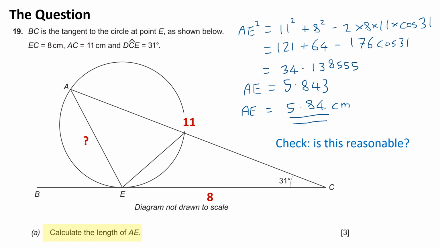So mistakes are a way of life for the mathematician like we are, and we just need to get rid of them or try and avoid them. So is this reasonable? Now it says diagram not drawn to scale, but we can see it's not bad because that does look about like 30 degrees. And if we look at the side length, 11 is about 1.5 times 8, a bit less than that, and that's looking reasonable. So we're saying, could we believe this length to be 5.8?